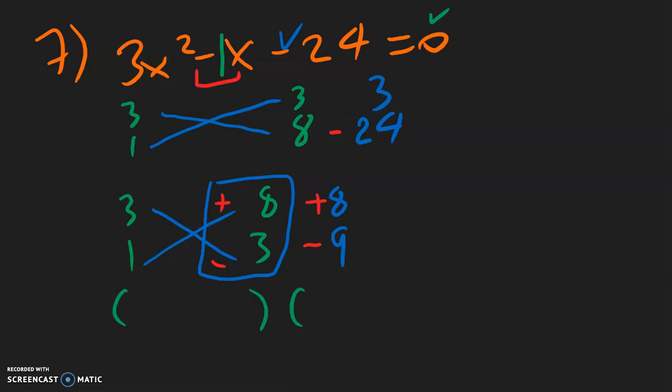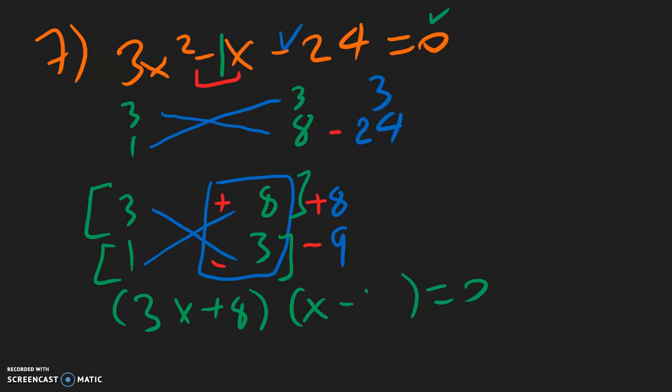For the two factors, it's going to be 3x plus 8, which we got from over here. And then the next one is going to be 1x minus 3, but instead of writing 1, we don't need that. We can just go x minus 3. So that means x is equal to move the 8, negative 8 over 3, or x is equal to move the negative 3, which is positive 3.